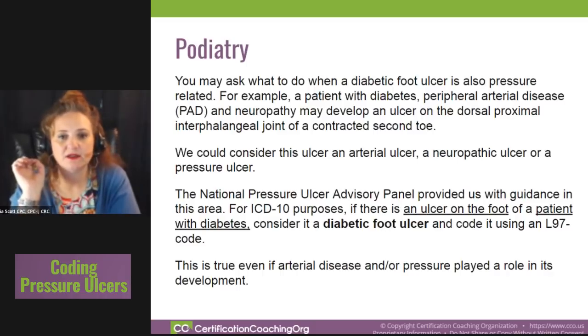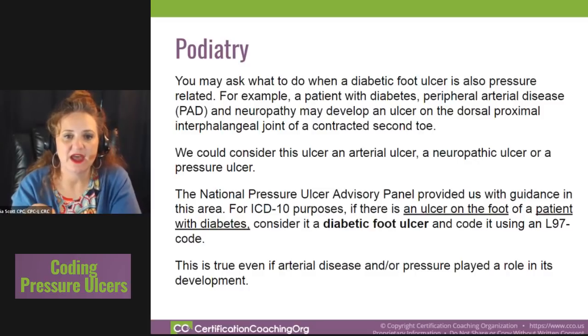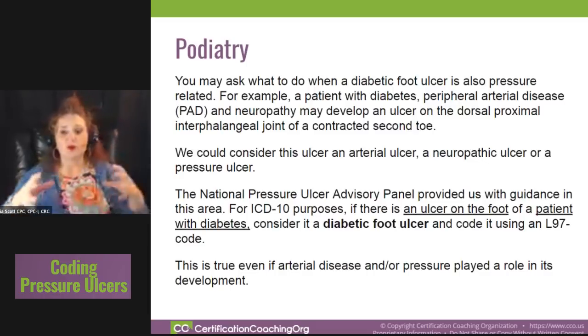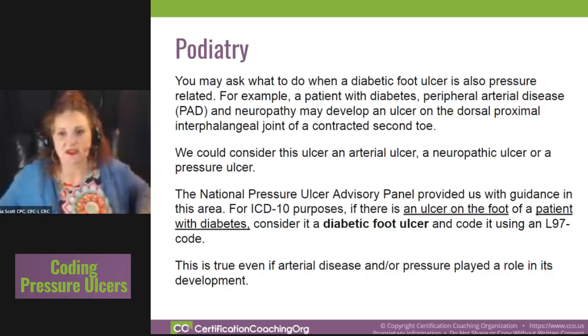Well, the NPUAP tells us that for ICD, if there's an ulcer on the foot of a patient with diabetes, then you'd hear it as a diabetic ulcer and you'd code it as L97. Okay, because they probably wouldn't have had these conditions if they weren't diabetic.